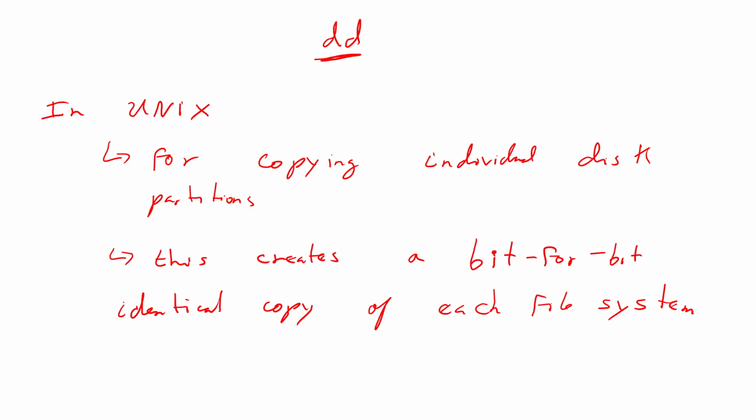The dd command in Unix is for copying individual disk partitions, and this creates a bit for bit identical copy of each file system, of the entire partition. And this includes everything, including deleted files or file data and other metadata. And as you might imagine, for somebody that's interested in forensics and things like that, all information could be relevant and useful.